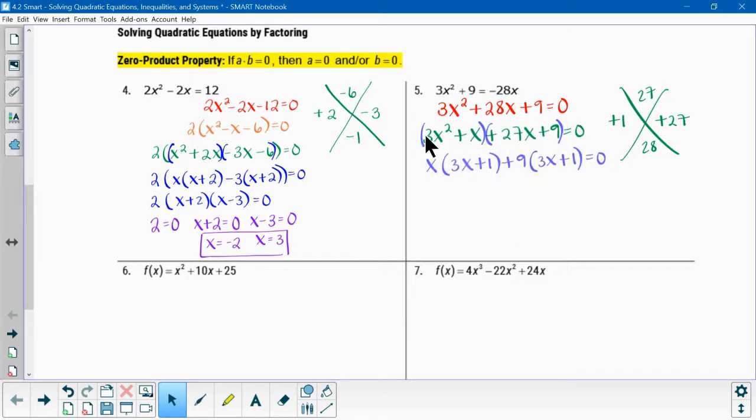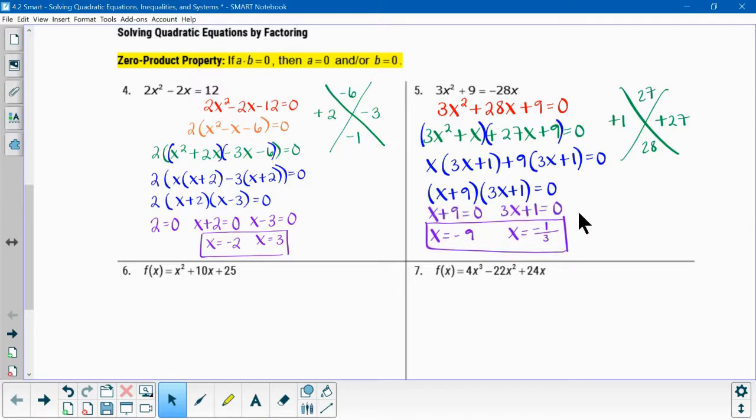Going to do my grouping, giving me x times 3x plus 1 plus 9 times 3x plus 1. They both have 3x plus 1 in common now, so I'm going to pull that out, and I'm left with x plus 9. I'm going to set each factor equal to 0. And I'm going to get x equals negative 9 and x equals negative 1/3.